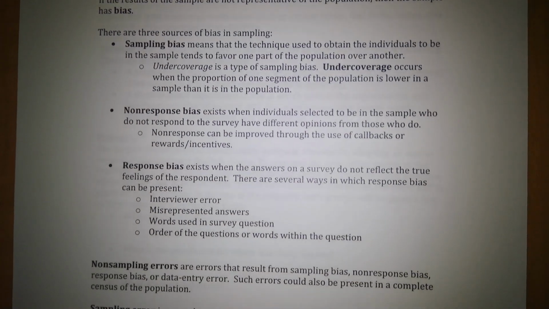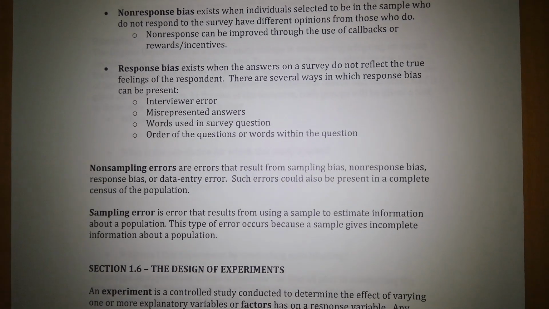There's also what are called non-sampling errors and sampling errors. Non-sampling errors are errors that result from a sampling bias, a non-response bias, or a response bias, basically all the ones we talked about up here above, or even a data entry error, which can commonly occur. Such errors could also be present in a complete census of the population. A sampling error is an error that results from using a sample to estimate information about a population, which we're going to do a lot of in this course.